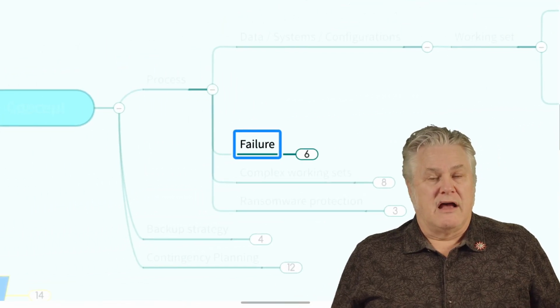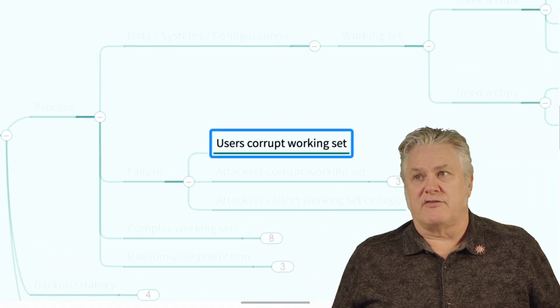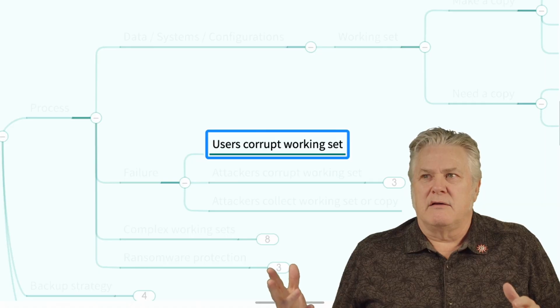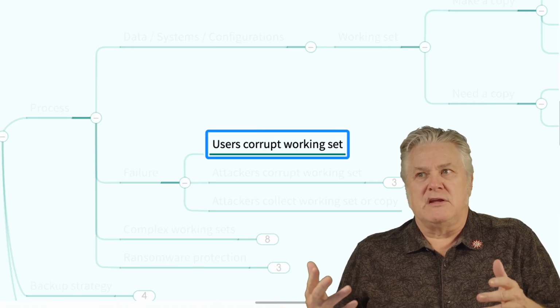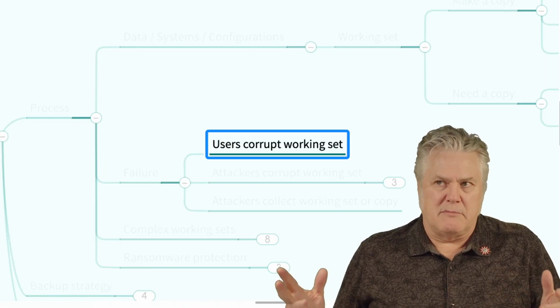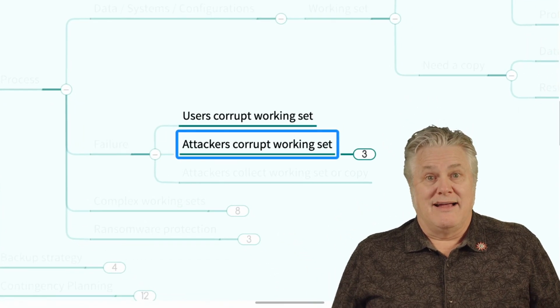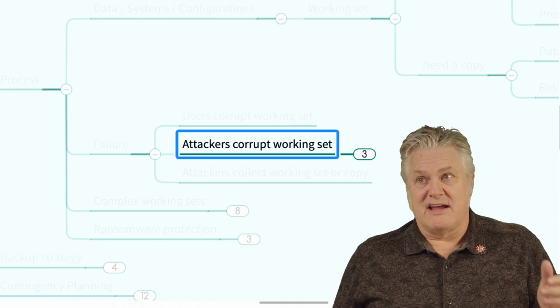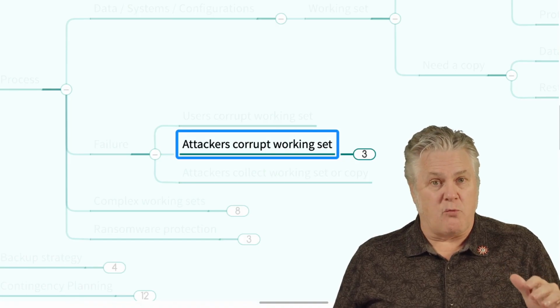There's a failure. And that failure comes in a couple of different flavors. The user goes, oh, I deleted my file. I need another copy. So the user has corrupted the working set or has deleted a file by mistake. Doesn't really matter. It could be that an attacker corrupts our working set. Now they come in and they're evil and they corrupt our working set.